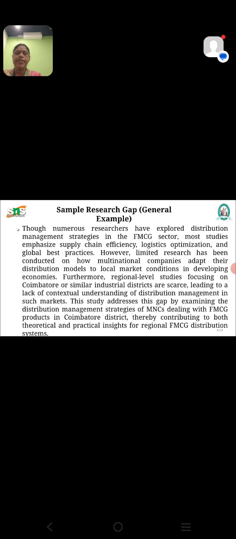So we have to identify. I have given you a sample here. Though numerous researchers have explored distribution management strategies in the FMCG sector, most studies give inputs like this, and how it has its relevance, how it has to be undertaken, and how the FMCG is there in the Coimbatore district, and so on. So this is how we have taken the study.